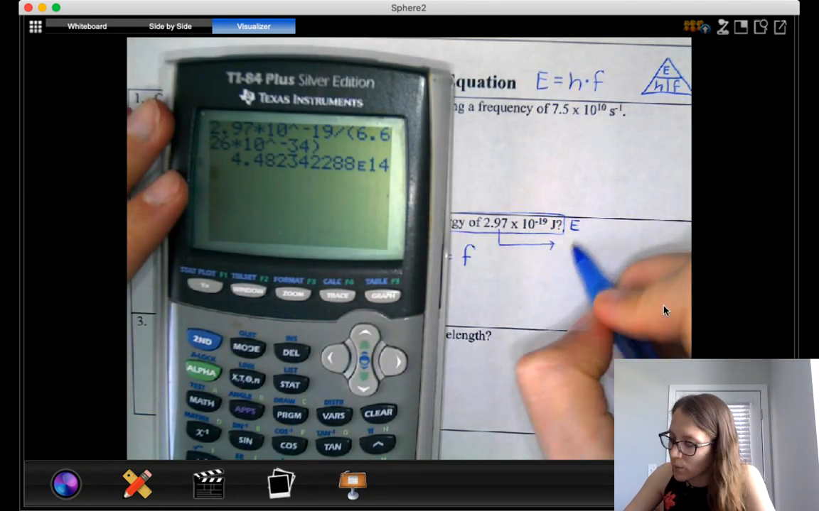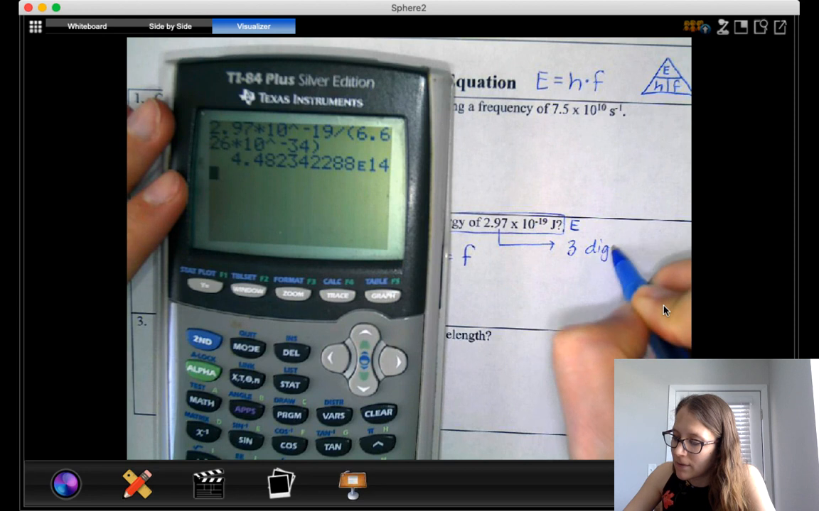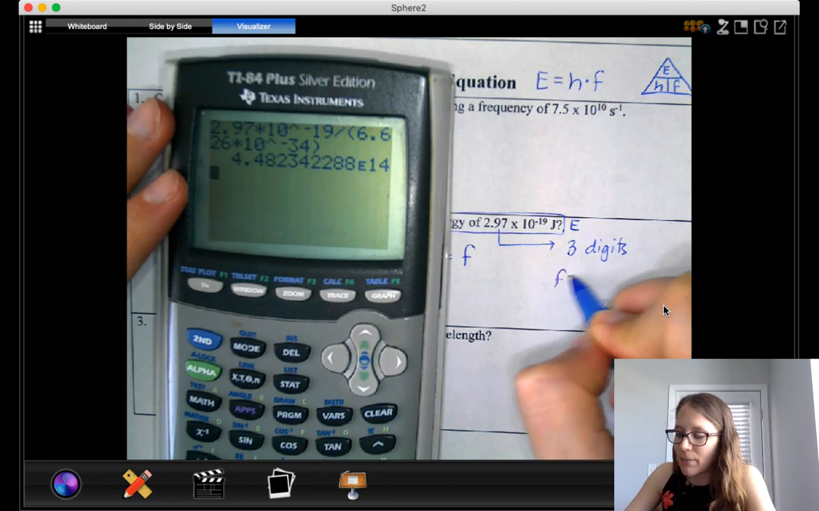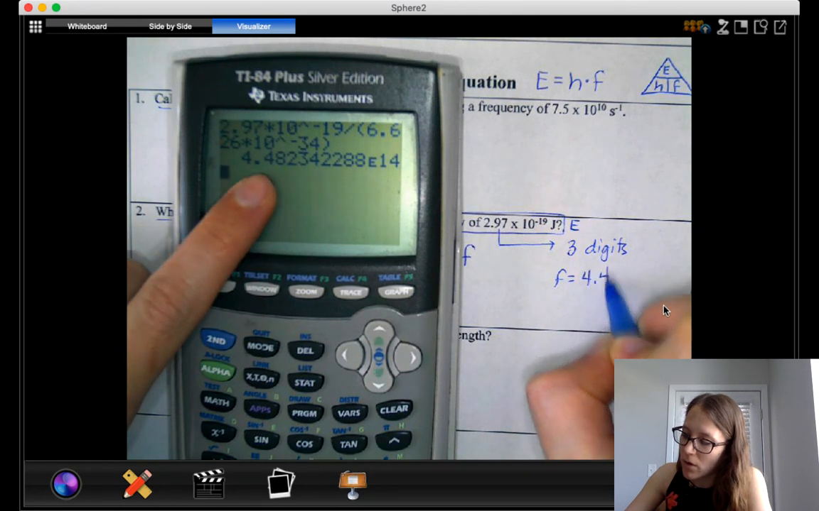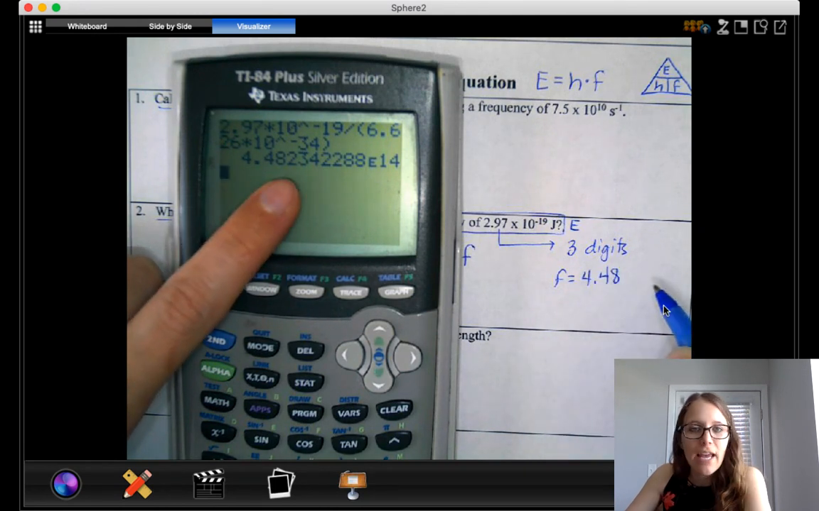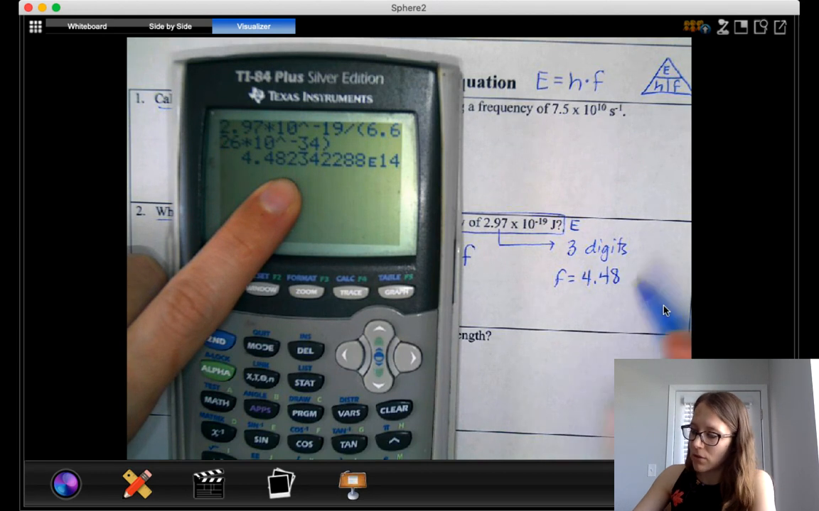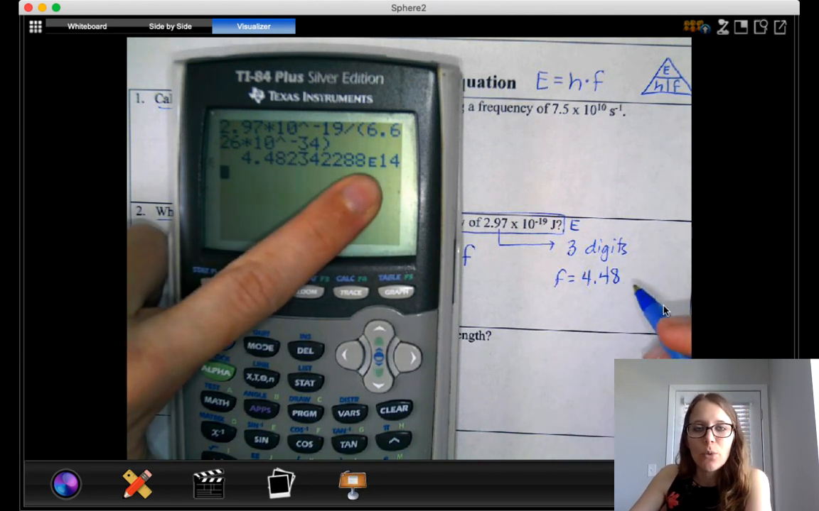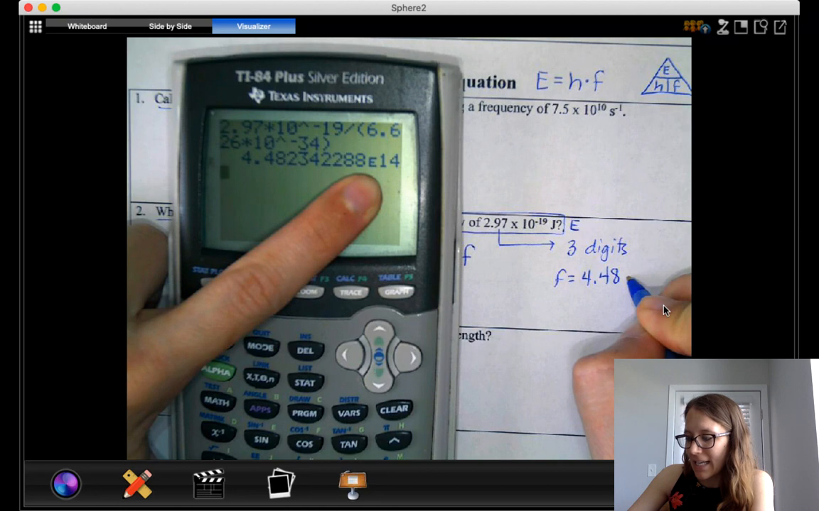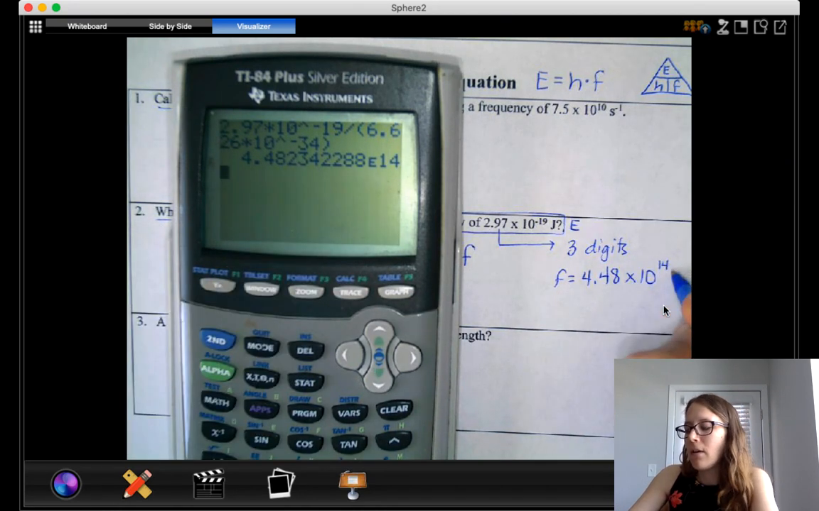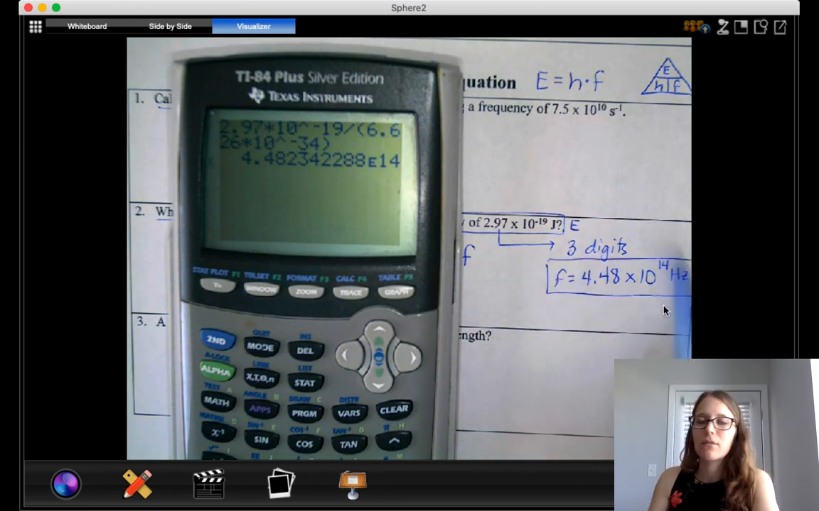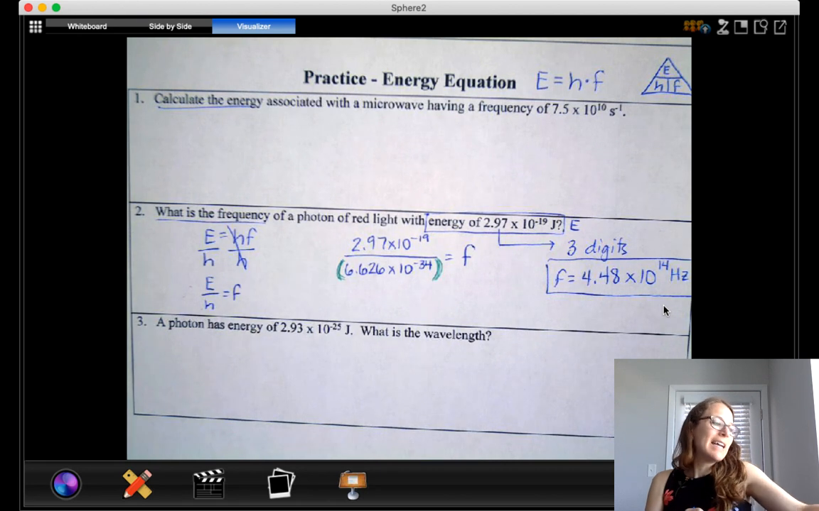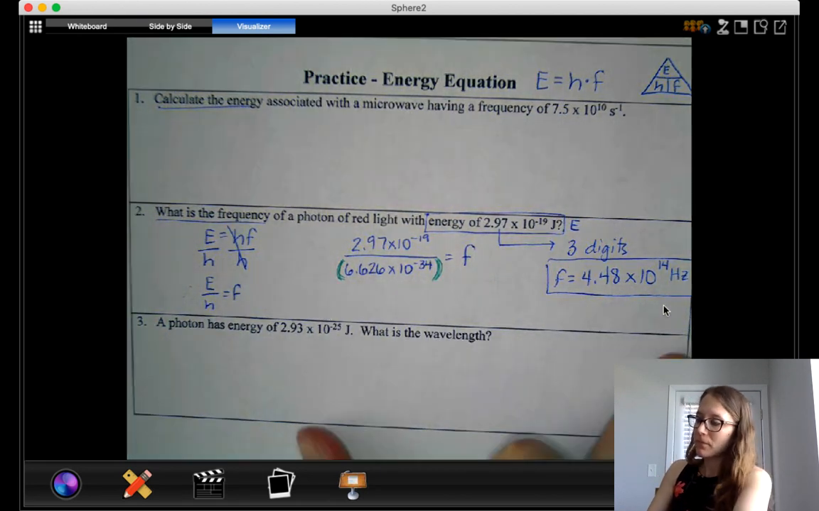2.97 has 3 digits. So for my answer, I want to write it down with 3 digits as well. So 4.48. After the 8 is a 2. That rounds down, so this is good. And then I'm going to continue reading to the end of the problem where it says E, which is times 10 to the power of 14. There are my units on here of hertz, or 1 over seconds, or seconds to the minus 1.